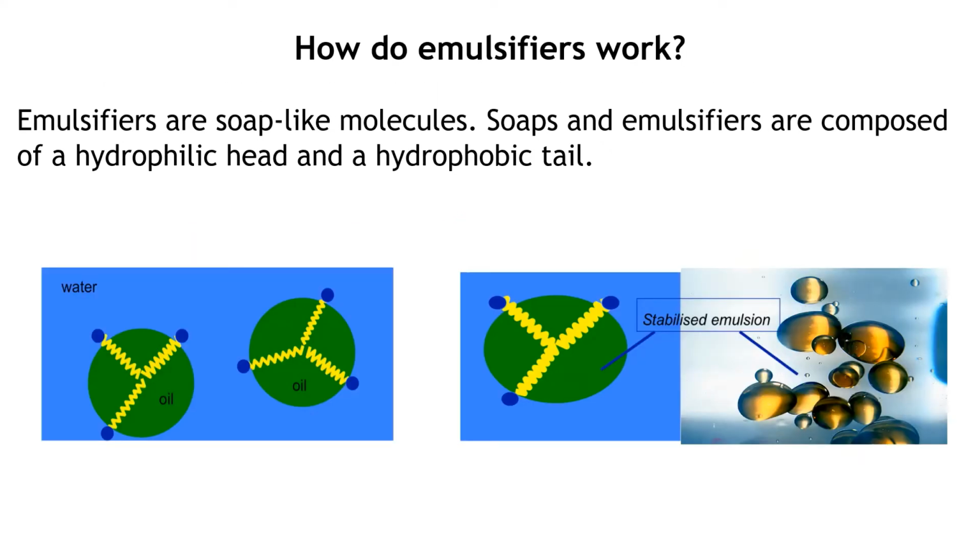Emulsifiers are soap-like molecules. Both soaps and emulsifiers are composed of a hydrophilic head and a hydrophobic tail. The hydrophobic tail will dissolve in oil, and the hydrophilic head will be soluble in water. And like soap molecules, when the emulsion is formed and you have droplets of oil, there'll be electrical repulsion between the droplets to help form the stabilized emulsion.